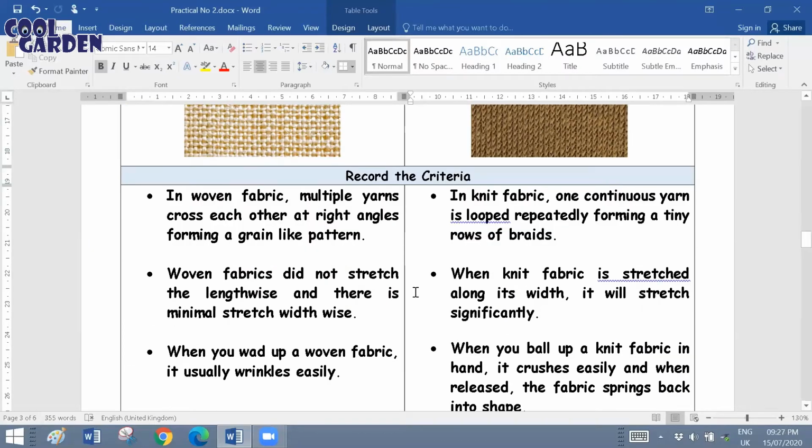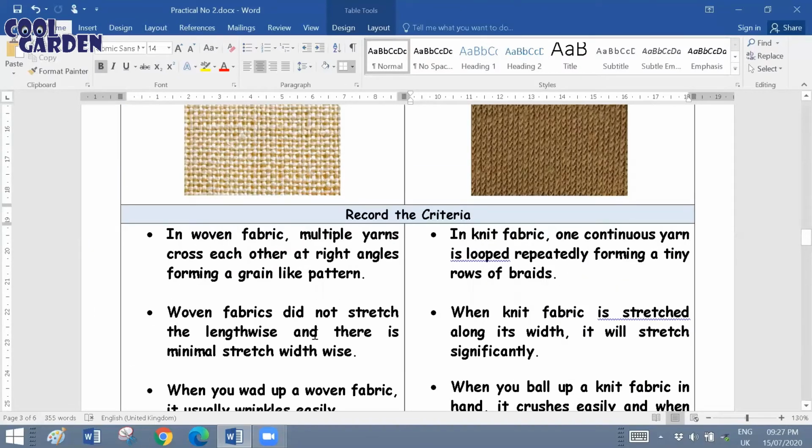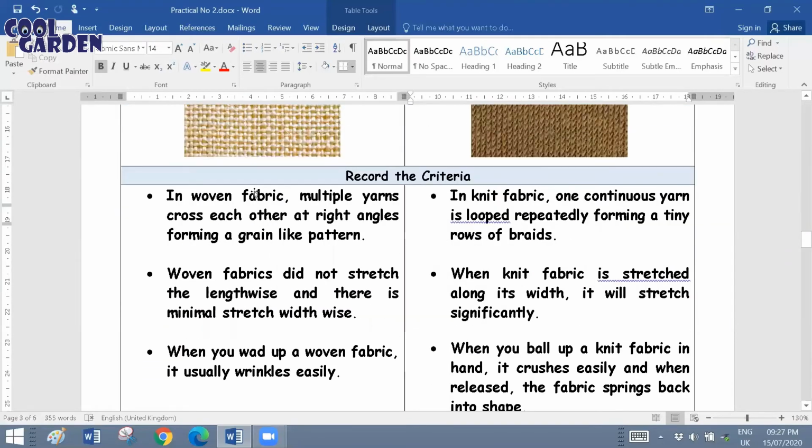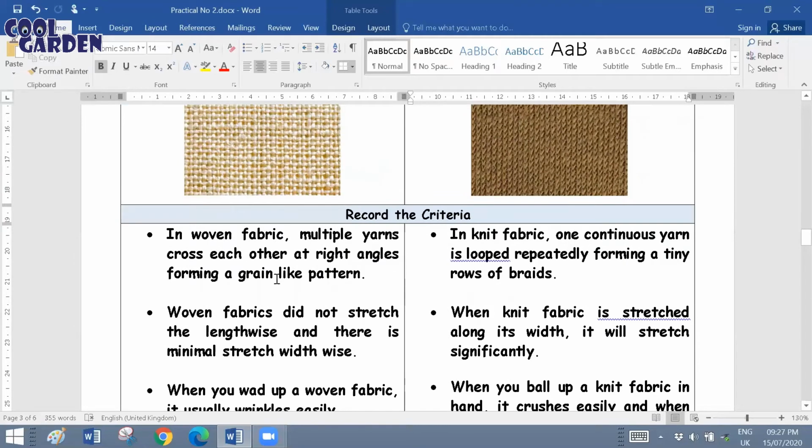Okay, so in the record criteria part for the woven sample, 3 points we'll have to write. By seeing the sample itself, what you're able to understand is that in a woven fabric, multiple yarns cross each other, and they cross at right angles, and because they cross at right angles, they form a grain like pattern. The second point that you're going to write is not stretchable. Lengthwise, it is very difficult to stretch. Widthwise, there is a very minute variation that you'll be noticing.